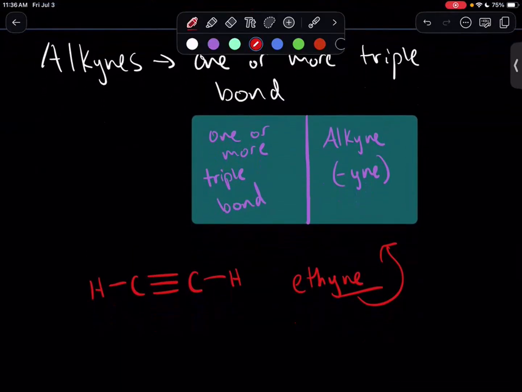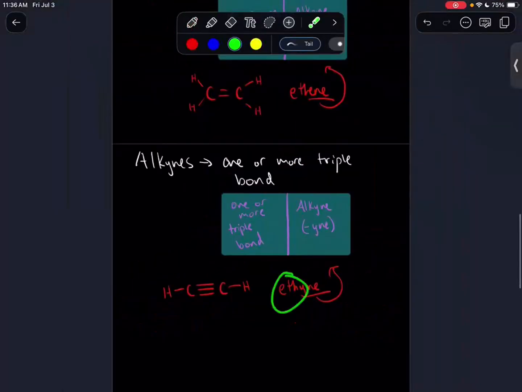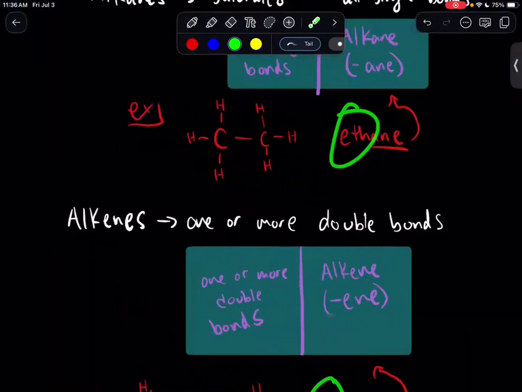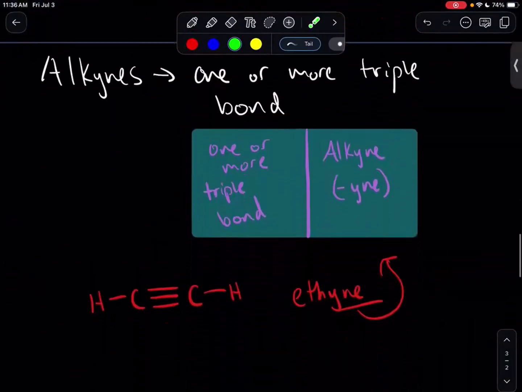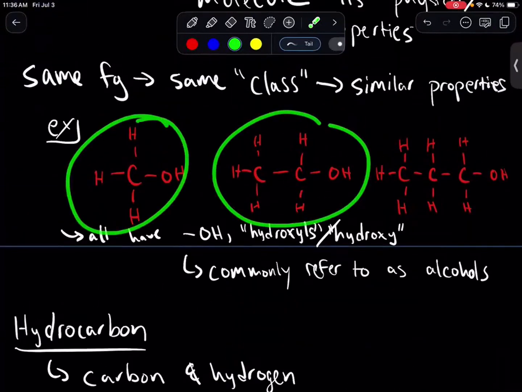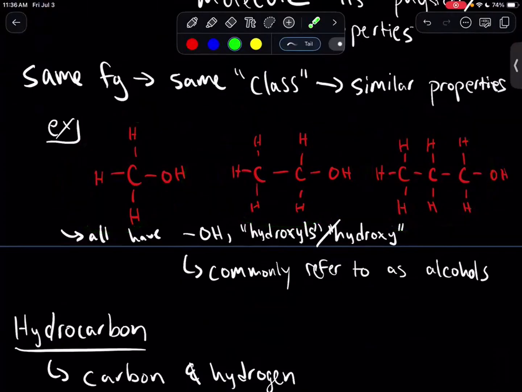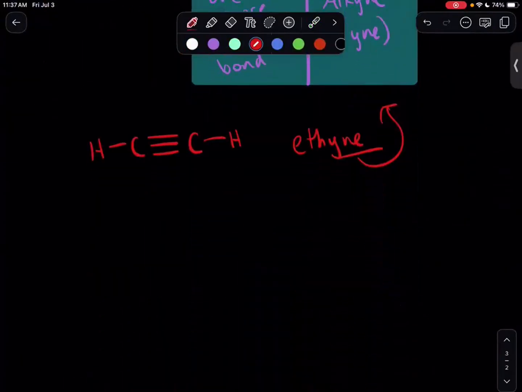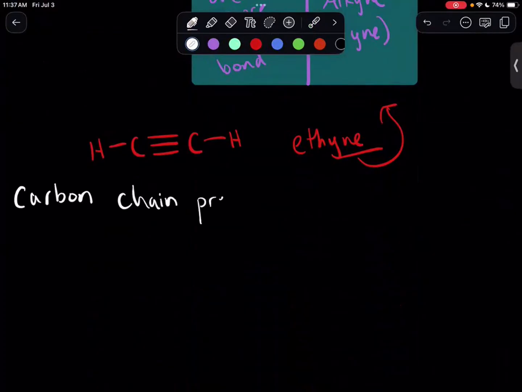So before we go any further, you may be asking me, well, how do you know that it's eth, meth, prop? Because I've heard of compounds like methane, I've heard of maybe ethane, or further up we drew ethanol, methanol, propanol. So where do these names come from? Well, before we go any further, when we're talking about carbon chains, we actually need to learn some carbon prefixes. Carbon chain prefixes.